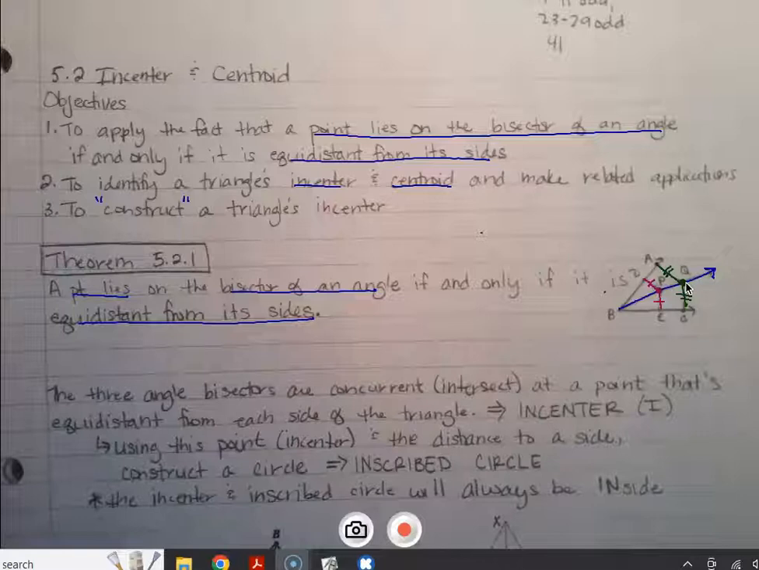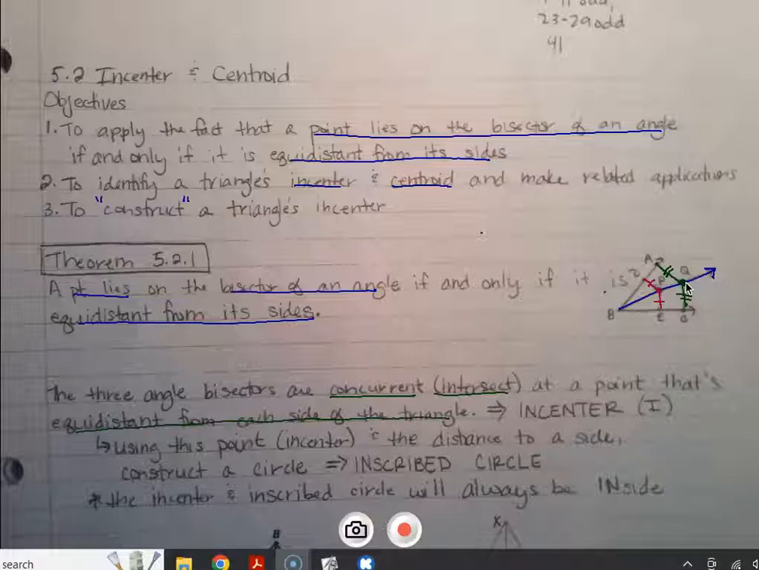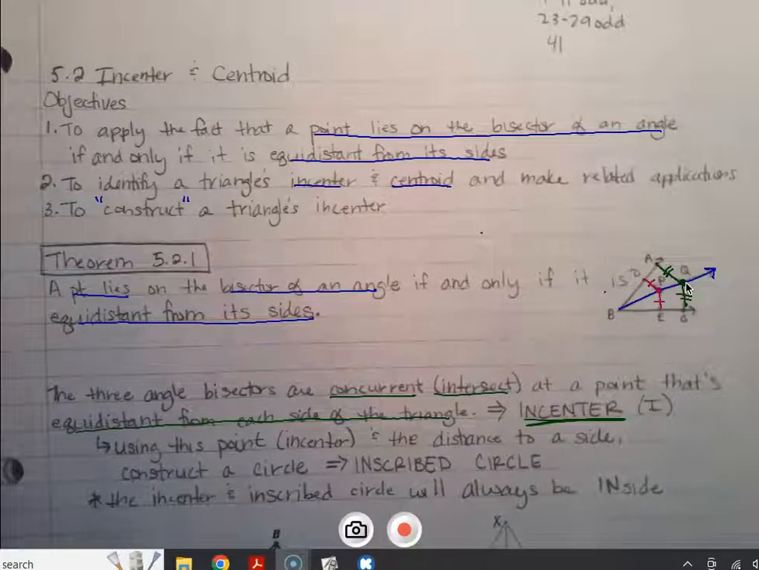Now we're talking about concurrent. The 3 angle bisectors are concurrent, which means intersecting. We use the word concurrent when there are 3 or more lines that intersect. So the 3 angle bisectors are concurrent at a point that's equidistant from each side of the triangle. And this is the incenter. Okay, so that's the incenter.